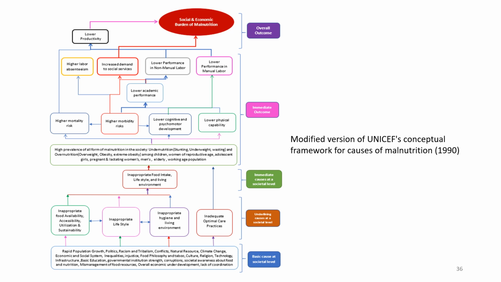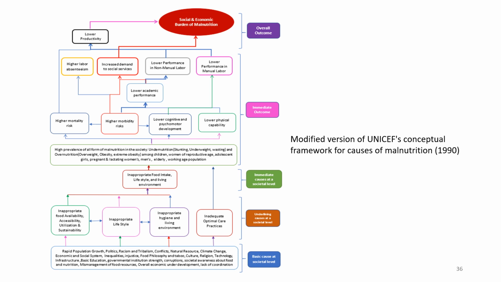The basic causes at a societal level include rapid population growth, political instability, natural resource conflict, climate change, economic and social system inequalities, injustice, food philosophies and taboos, culture, religion, technology, infrastructure, basic education, governmental institution strengths, corruption, societal awareness about food and nutrition, mismanagement of food resources, overall economic underdevelopment, and lack of coordination. These can be considered the basic causes of malnutrition at a societal level.